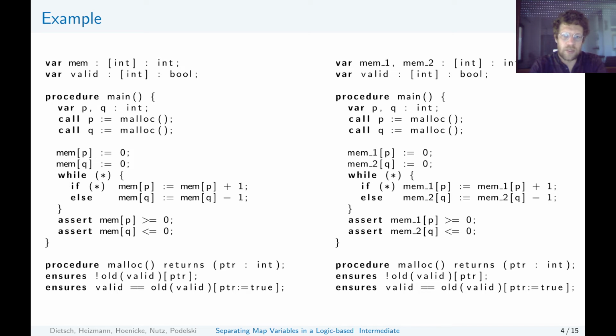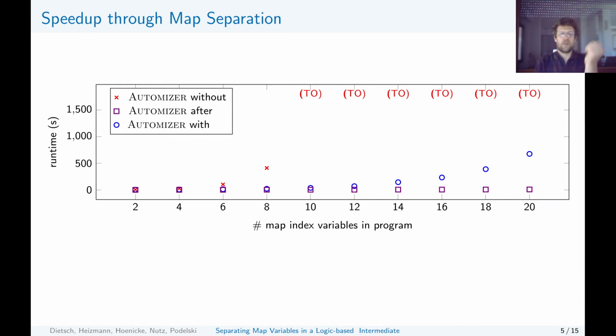Now let's look at how much easier to verify this transformed program is. This x-axis represents variants of our transformed program, namely the 2 is the one we saw. It has 2 pointer variables. Now 4 has 4 pointer variables, and so on, but it's basically the same program, right? So again, in each of those we have to reason about independence information.